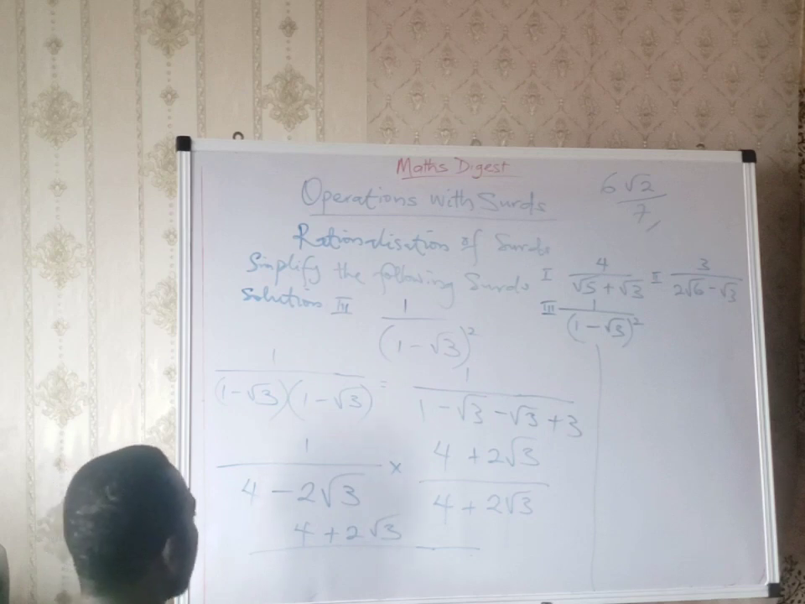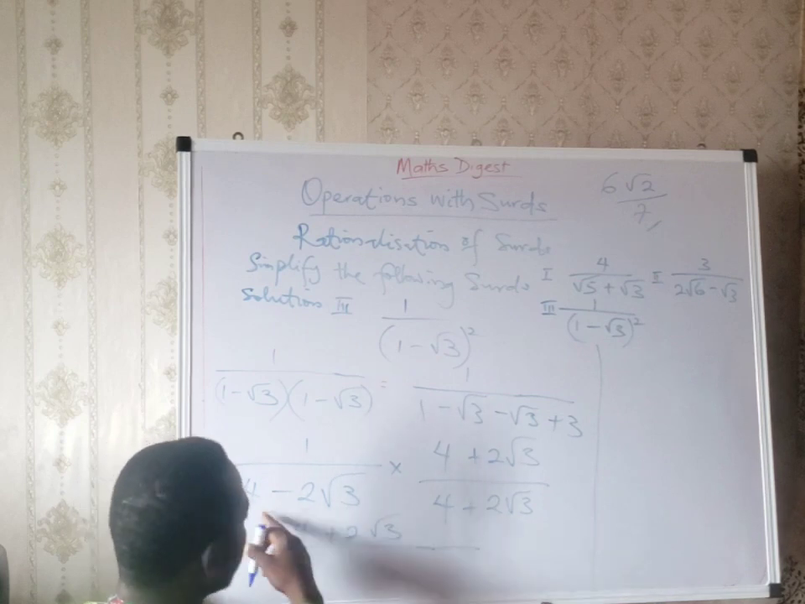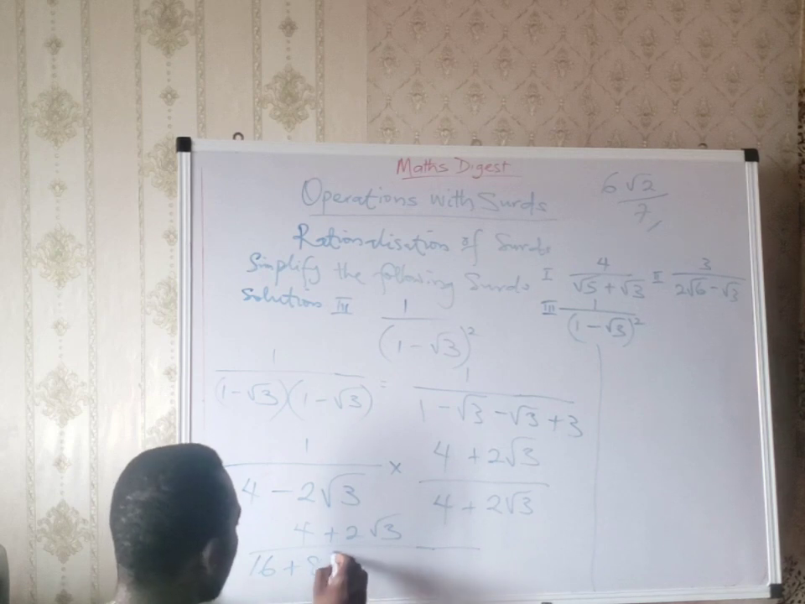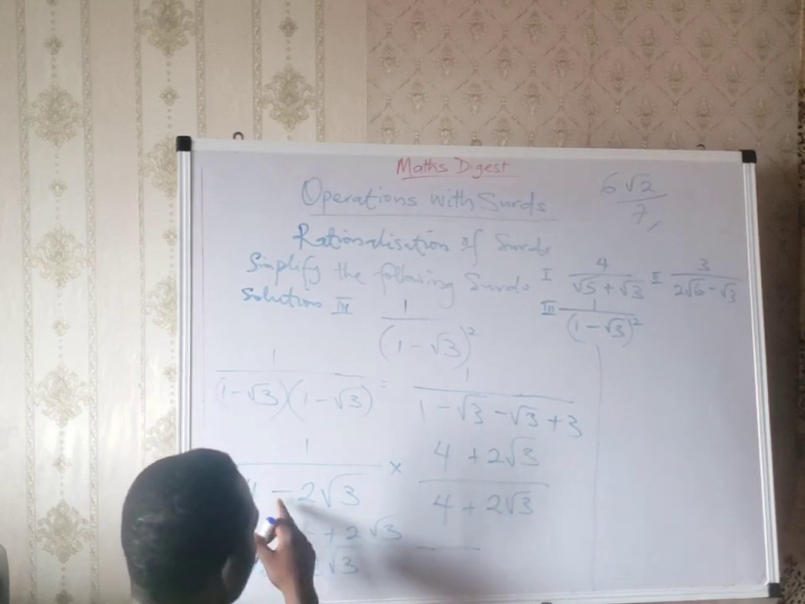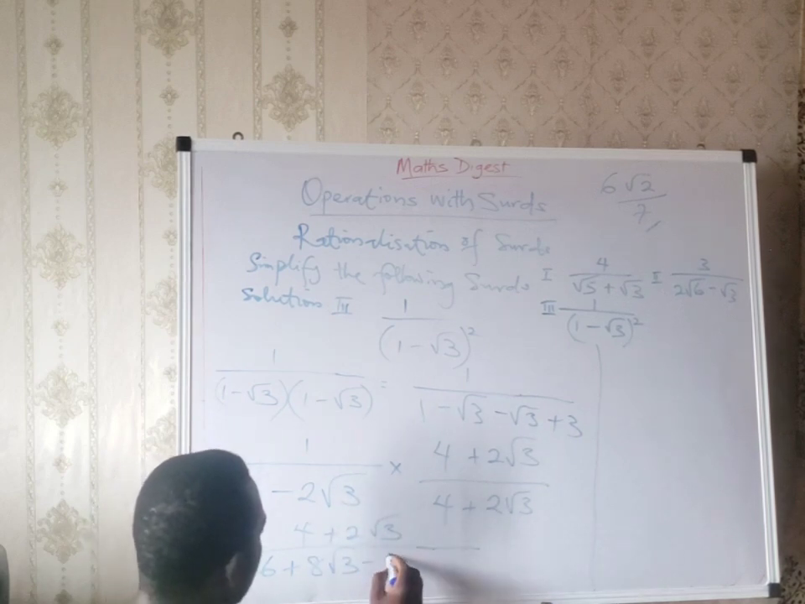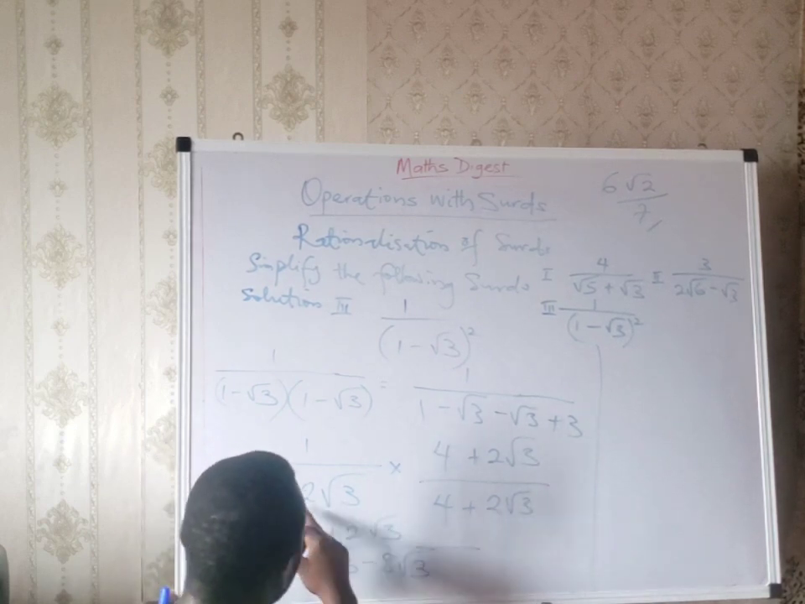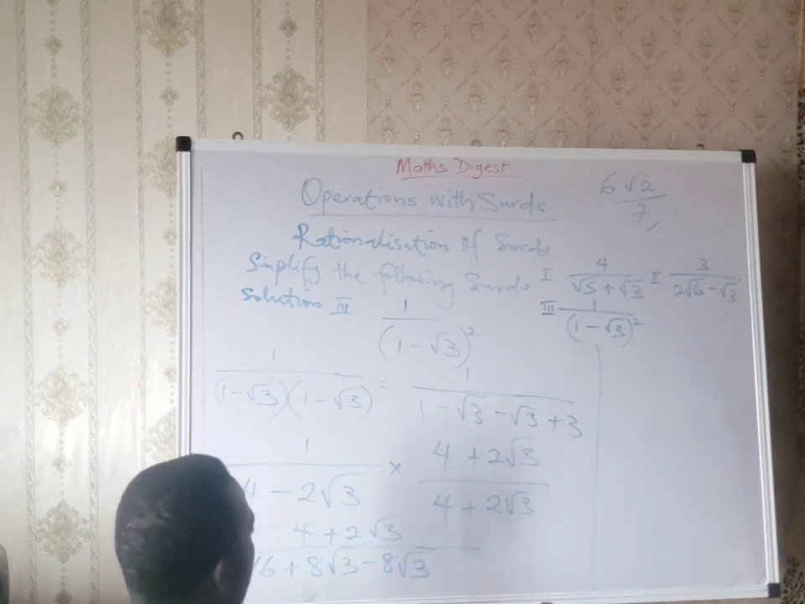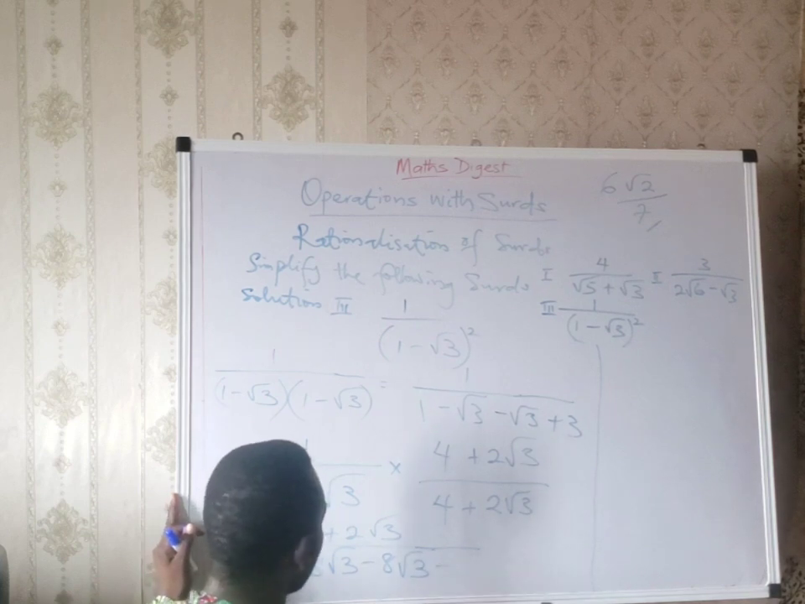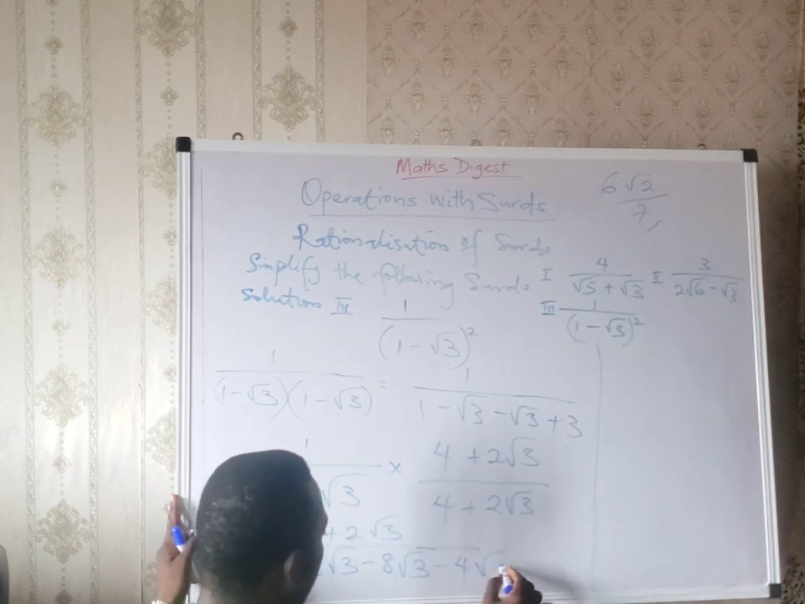Okay, at the denominator side, we have 4 times 4 here is what? 16. And 4 times 2 root 3 here, we have plus 8 root 3. Okay, now for this we have minus 2 root 3 times 4, we have minus 8 root 3. Okay, now we also have minus 2 root 3 times plus 2 root 3. Remember, minus plus is what? Minus. So we have 2 times 2 is what? 4. And root 3 times itself is root 9.